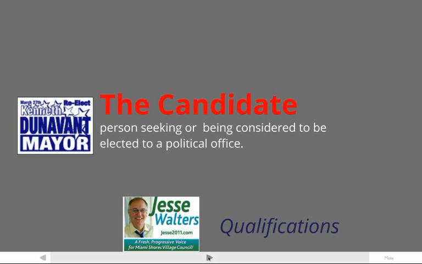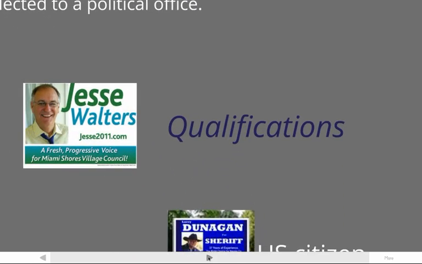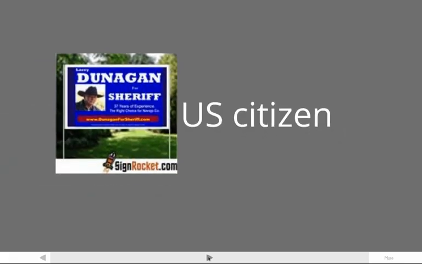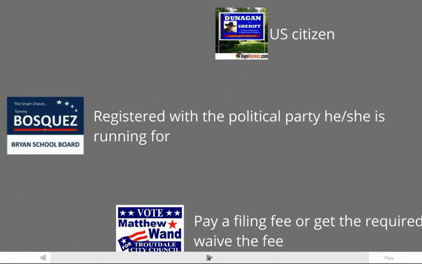Now, in order to become a candidate, there are certain qualifications that you need to have. The first of those is that you must be a U.S. citizen. So to run for any office in the United States, you must be a citizen of the United States. You must be registered with the political party that you are running for. So if you are running as a Republican, you must be registered as a Republican. Or if you're running as a Democrat, you must be registered as a Democrat.